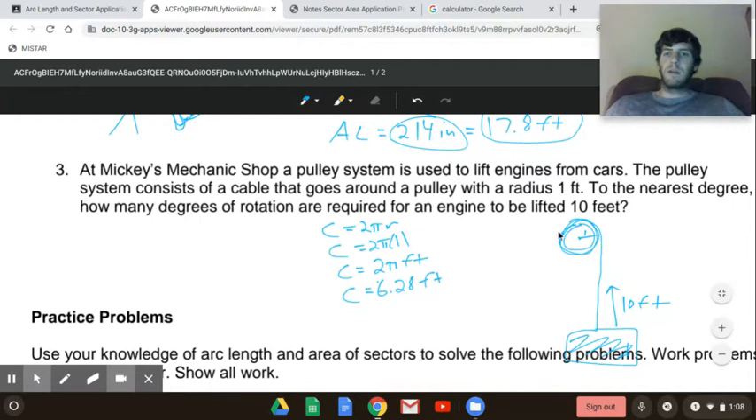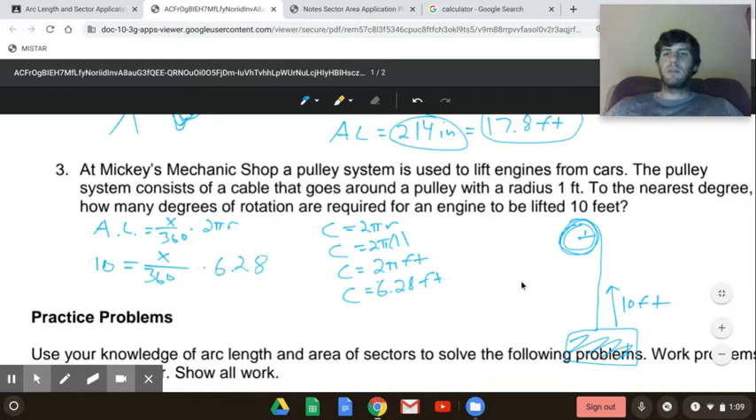Right? So if we use our arc length formula, because basically we're going to be using the arc length formula here. So arc length is going to equal basically what we're looking for, how many degrees to the nearest degree we need to rotate it, and then times our 2 pi r. So basically we're looking for an arc length of 10 feet. And then x over 360. And then we know our circumference here is 2 pi r, which we already solved for, was 6.28.